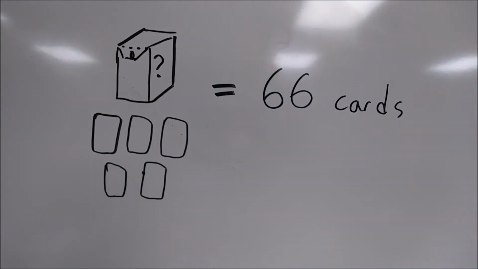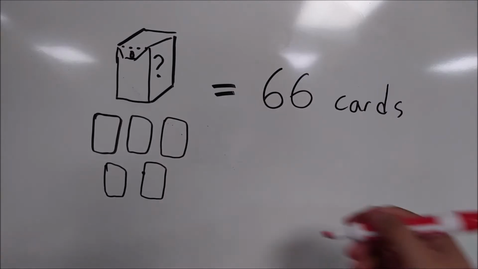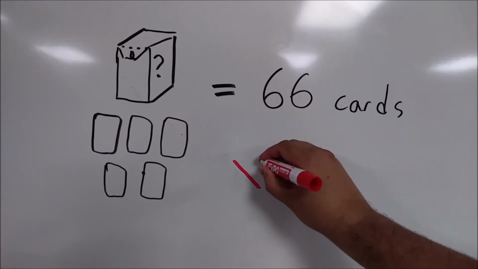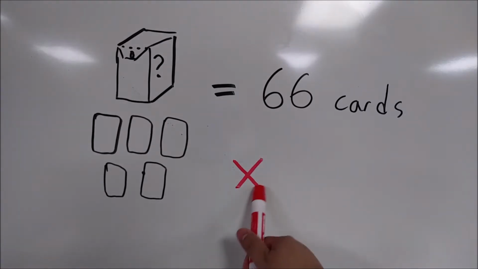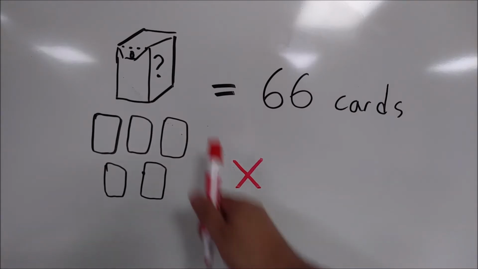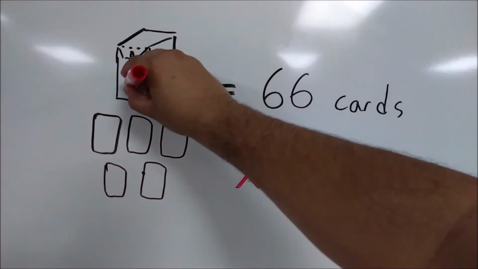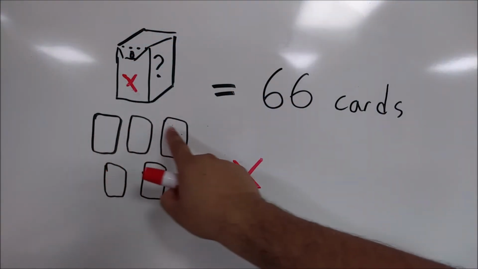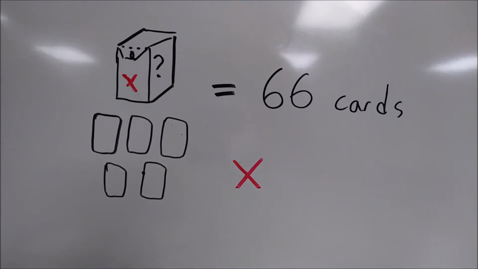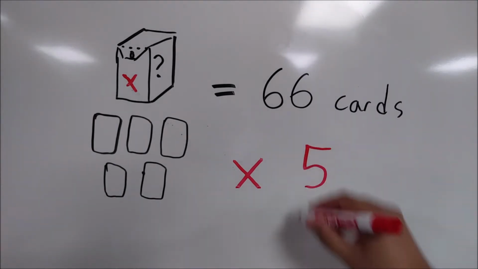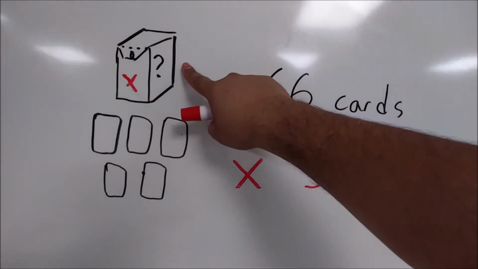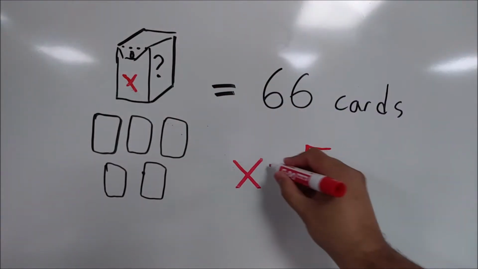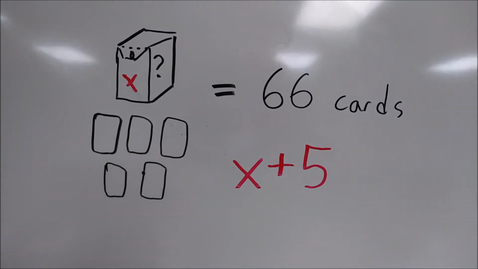Well, we don't know how many cards are in the box, so we're going to use something to represent an unknown number. We're going to use a variable, in this case, the letter x. X can be any number. We just need to figure out what it is. In addition to whatever's in the box, which is x, he also has 1, 2, 3, 4, 5 additional cards. So he has whatever's in the box plus 5. And then this is going to be a total of 66 cards.